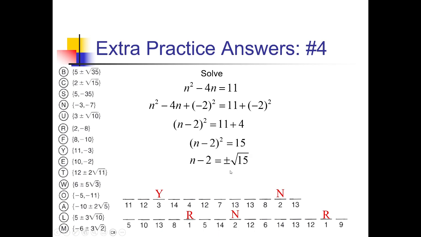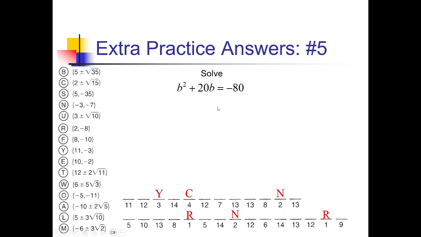15, which I can't really simplify. There's no perfect squares. It's not a perfect square itself. So that's as good as that gets. So I just have to add 2 to the other side. So 2 plus or minus radical 15 would be our final answer, and that's C right here. So we've got a C going above this 4, and I don't think there's any other 4s out here, so we move on to the next.